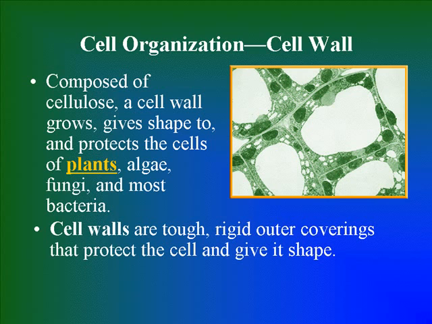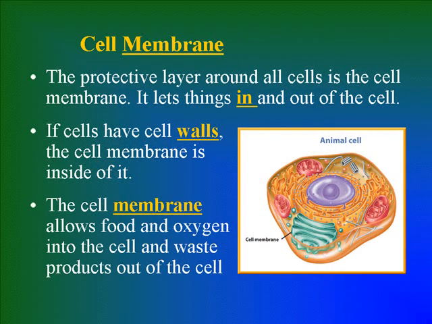They're tough, rigid outer coverings that protect the cell and give it shape. Plant cells all have these. This is why a tree can grow to 80 feet tall and not just flop over. Okay, animal cells don't have cell walls, which is why we're limited in how big we can actually get. Alright, so we have the cell wall on the very outside, if you're a plant, fungi, some protists, algae, some bacteria.